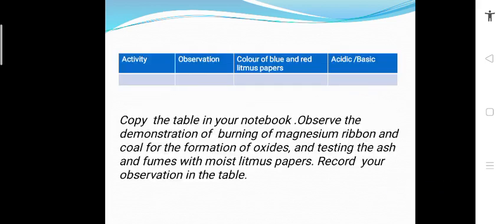Students, you can pause the video and copy the table in your notebook. Observe the demonstration of burning of magnesium ribbon and coal for the formation of oxides and testing the ash and fumes with moist litmus papers, and record your observation in this table. Let's see an experiment which shows the nature of metal oxides, whether they are acidic or basic.